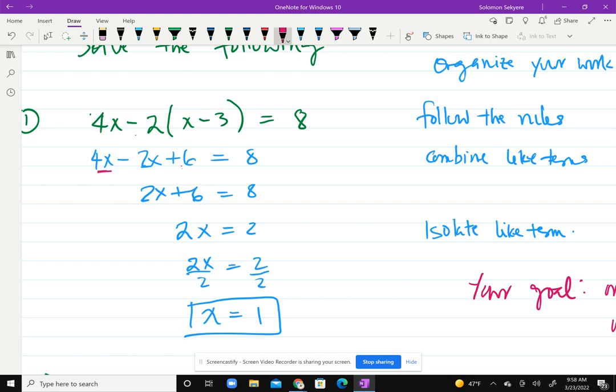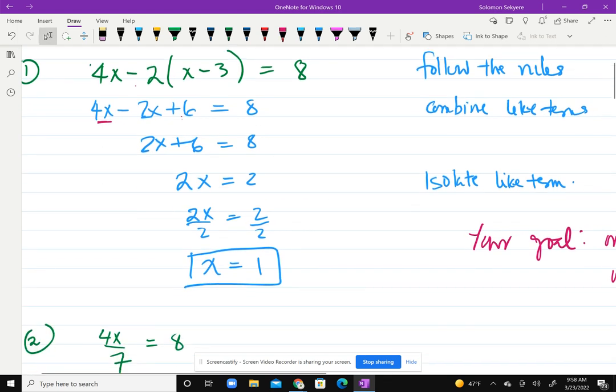Okay, now you have three terms on the left, one on the right. What do we do? Combine like terms. So 4x minus 2x is 2x, plus 6, plus 8 equals 8. Like I told you, your goal is to reduce everything to one term on the left, one term on the right. Isolate like terms. You have your variable. This is not a variable, this is not a variable. These are your rational numbers or your constants.